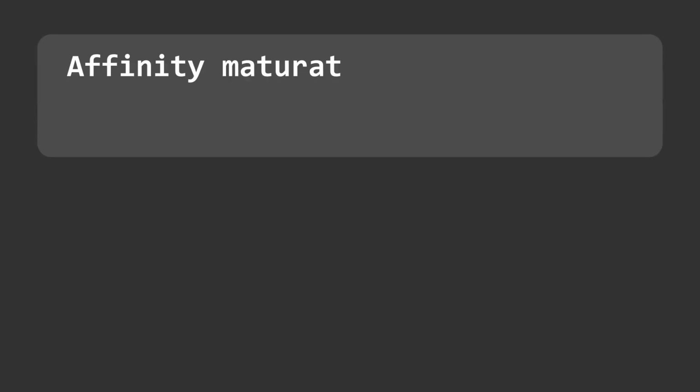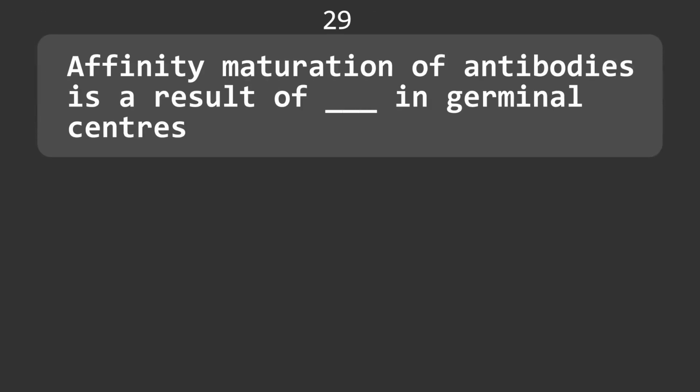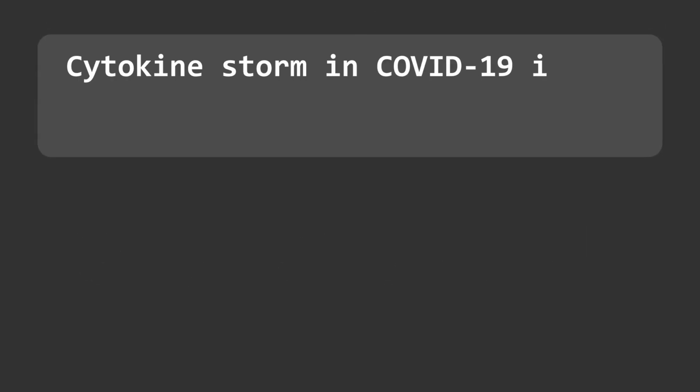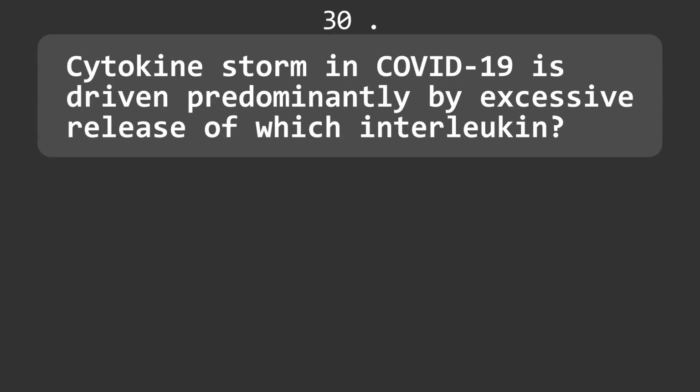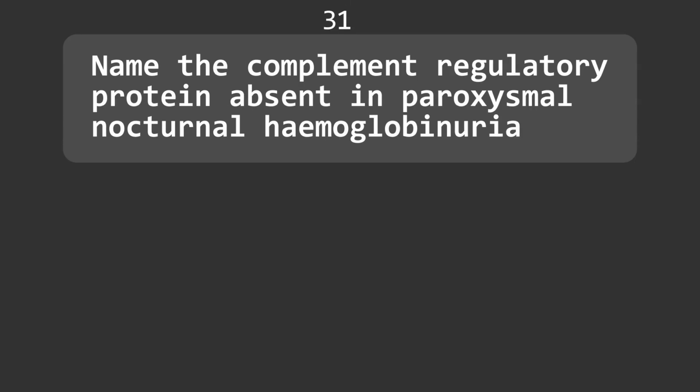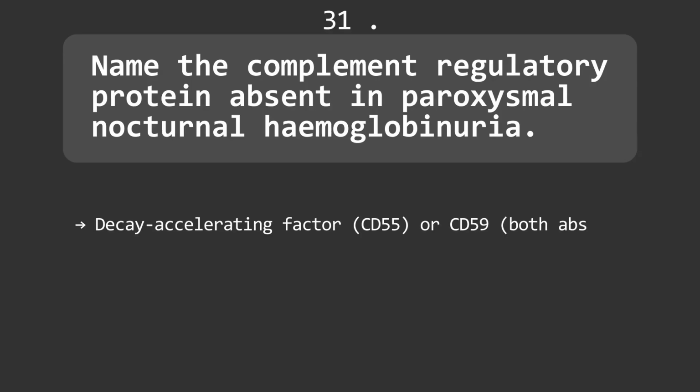Affinity maturation of antibodies is a result of somatic hypermutation and clonal selection in germinal centers. Cytokine storm in COVID-19 is driven predominantly by excessive release of which interleukin? IL-6. Name the complement regulatory protein absent in paroxysmal nocturnal hemoglobinuria. Decay accelerating factor, CD55, or CD59, both absent.